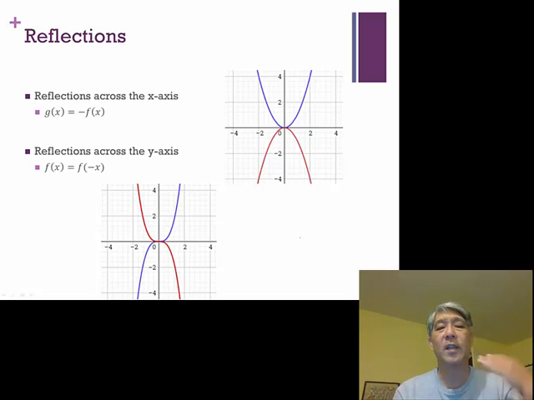Reflections across the y-axis. Now I'm changing the x itself, the minus x. So this is a graph of x cubed. If I reflected x squared across the y-axis, I don't see anything change, actually. So this is x cubed. Again, you can't tell which one's the original one and which one was the reflected one.